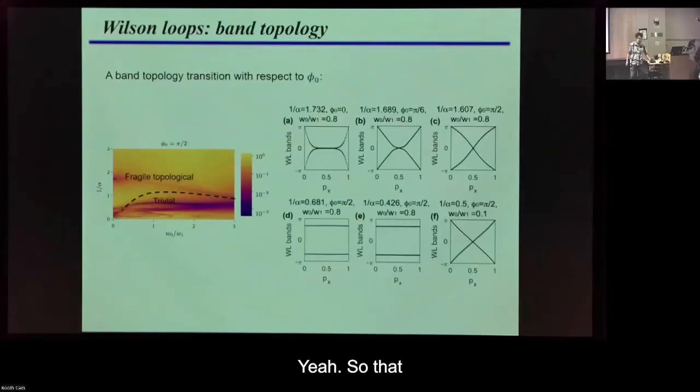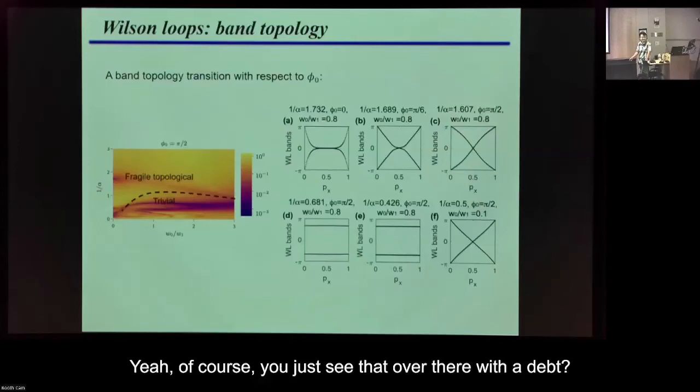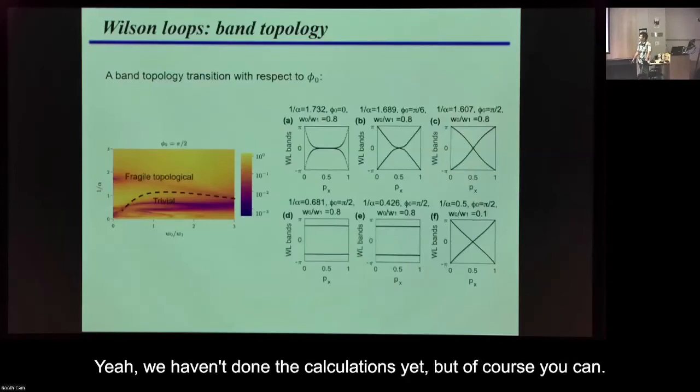Troy, if you add in a small perturbation to these Kagome things to open up the gap there, is it possible to open up the gap in these layers? Yeah, of course. To just see whether that band really has enough Chern number right now, if it's really similar to the Kagome. Yeah, we haven't done the calculations yet, but of course you can. Like break C2z symmetry and break T symmetry.